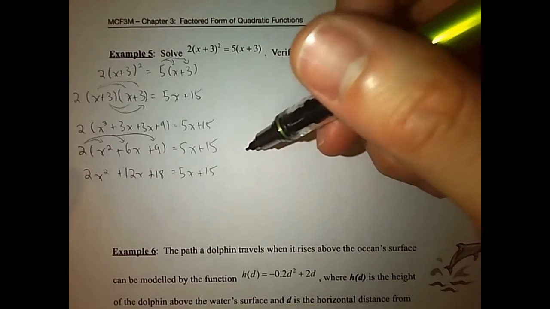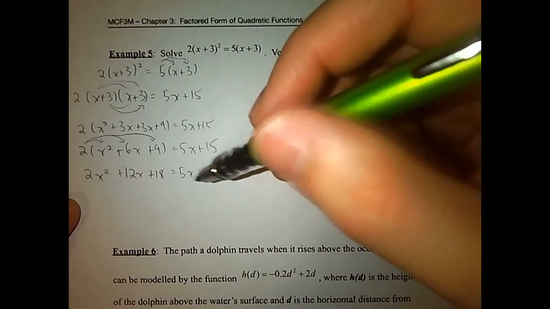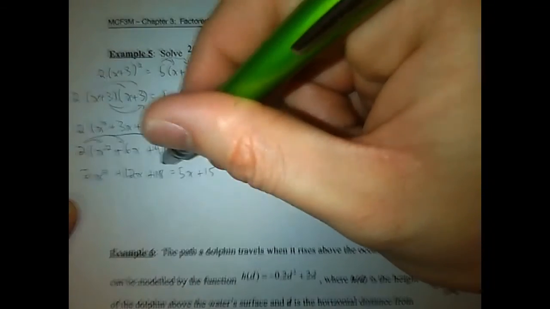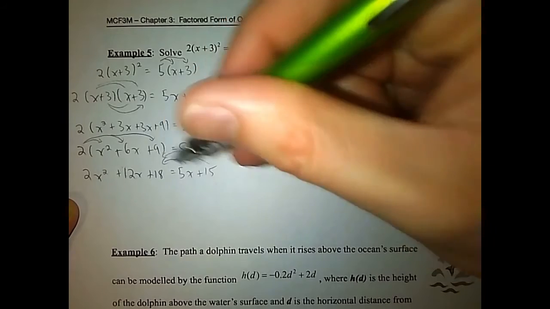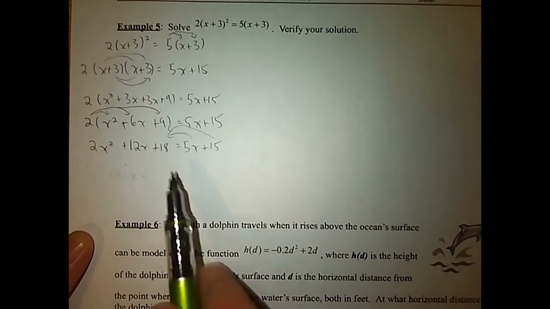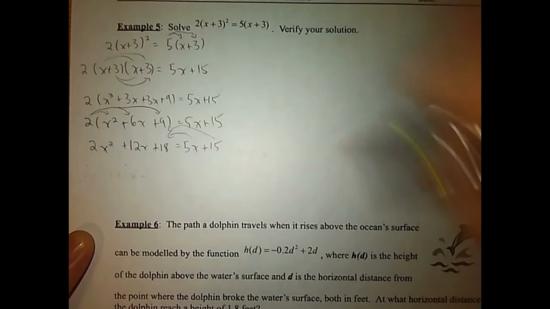So now what I can do is, I still have this on this side, but now I have some like terms on this side. I'm going to move everything onto this side, so that again we have 0 on the one side. When I move things to the other side, I'm going to put the like terms beside each other, just so it's easier to simplify.